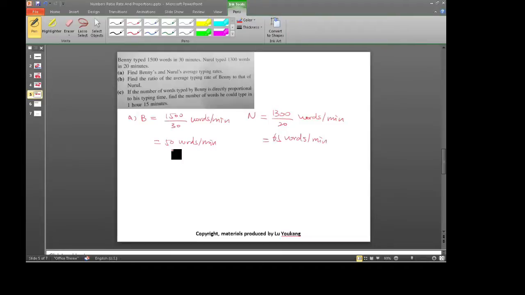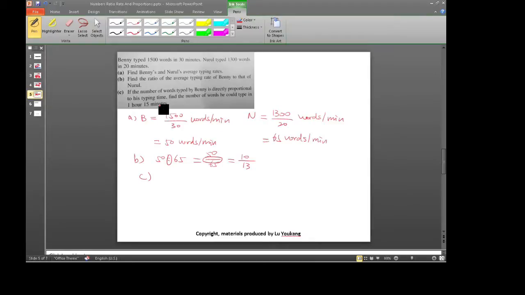Part B, we are asked to find the ratio of the average typing rate of Benny to that of Nurul. So 50 words per minute to 65 words per minute. Therefore, you can simplify this ratio. And by the way, ratio can be represented in these two ways. So in the end, you get 10 over 13.